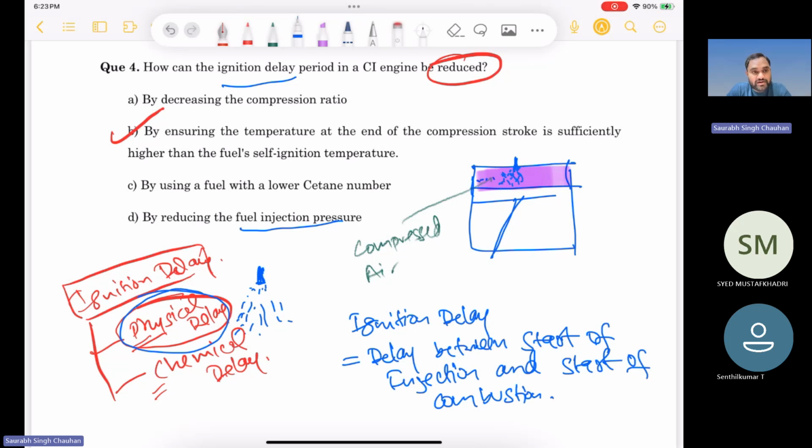If you have a very big droplet, what can happen? Some part of that droplet can remain unevaporated, and that will not be mixed with the air, and there will not be complete combustion. So that unburnt fuel will come out as soot or sometimes particulate matter. So higher fuel injection pressure also reduces this unburnt hydrocarbon or particulate matter.